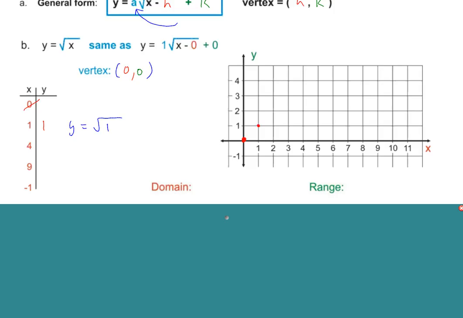And let's do 4. Notice I skipped some values because I'm sticking with whole numbers here. And we all know the square root of 4 is 2. And we'll do 9. And we all know the square root of 9 is 3. And so we have 9, 3. And that's enough that way.